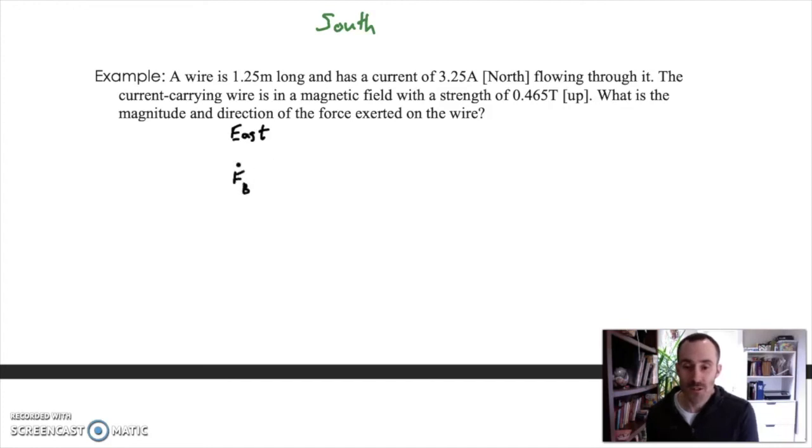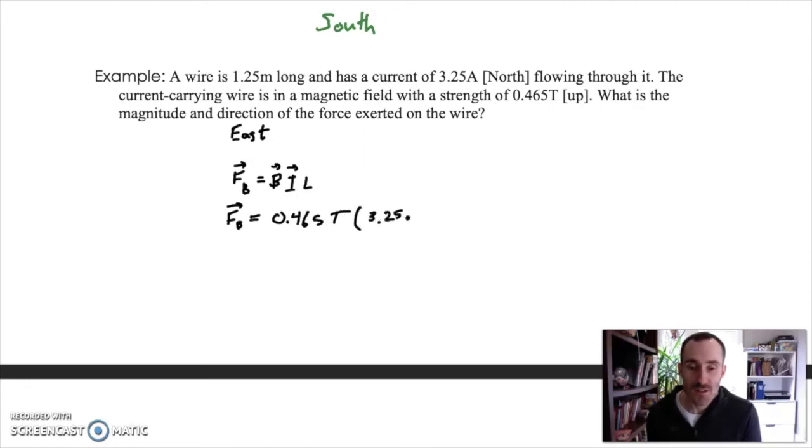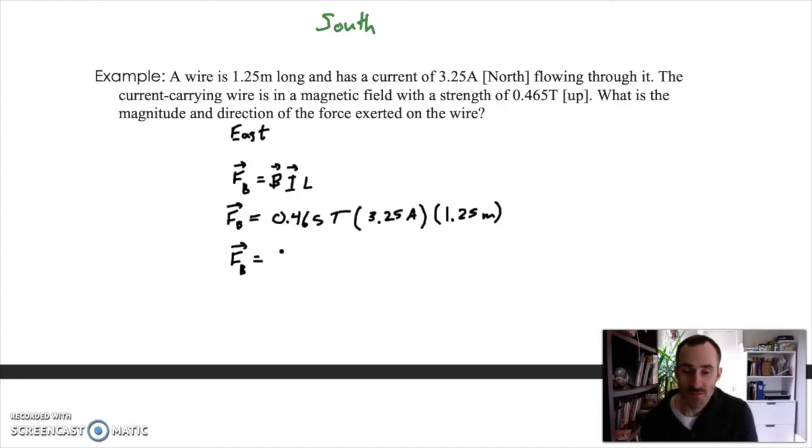So we're doing magnetic force, this is a vector, equals BIL. The B has a direction and the I has a direction. We've already figured out the direction of what the force is going to be, so we don't need to worry about that anymore. So our force is what we're calculating. So we don't even need to rearrange anything. The magnetic field has a strength of 0.465 Teslas. The current is 3.25 amps. And the length of this wire is 1.25 meters. Okay. So when I put that all together, I get 1.89 newtons, and we already figured out the direction was east.